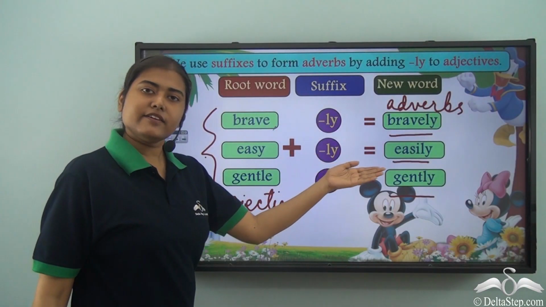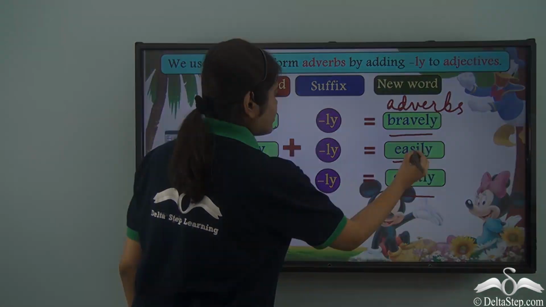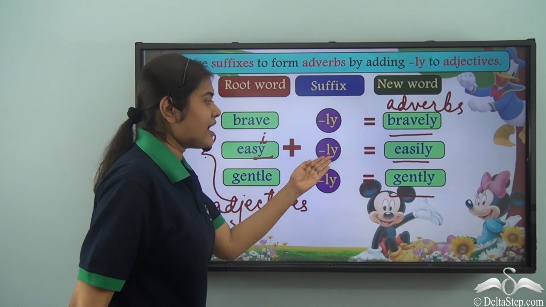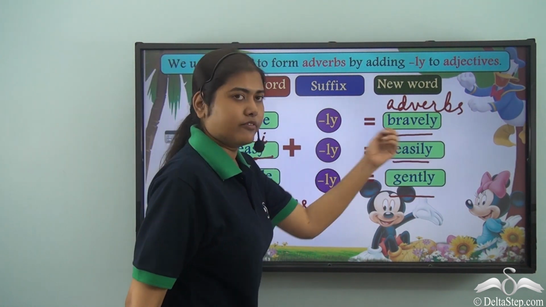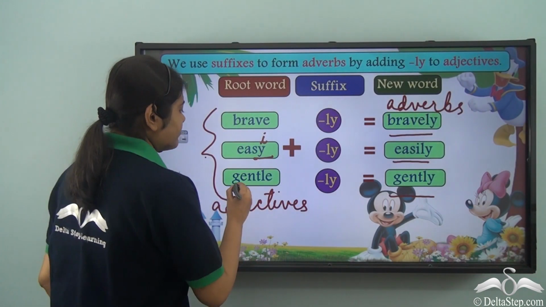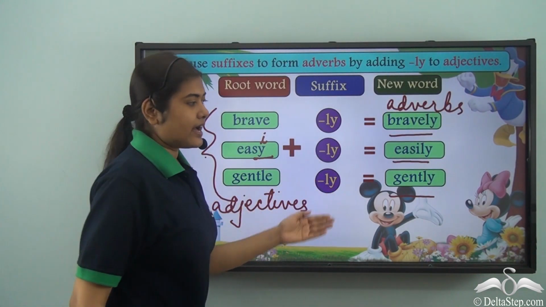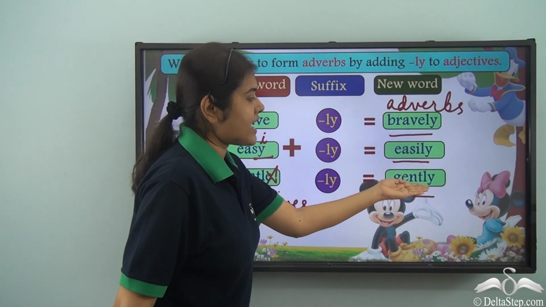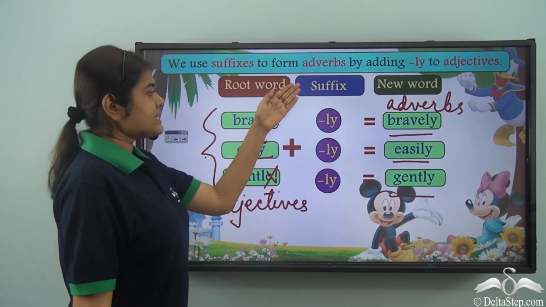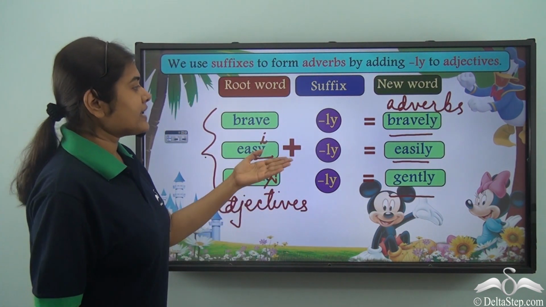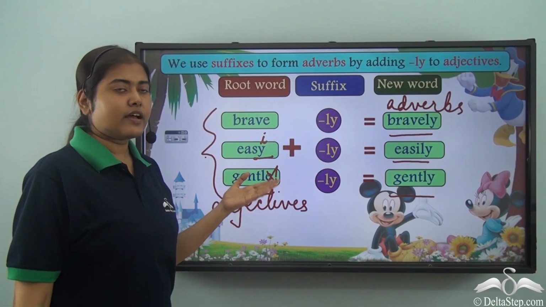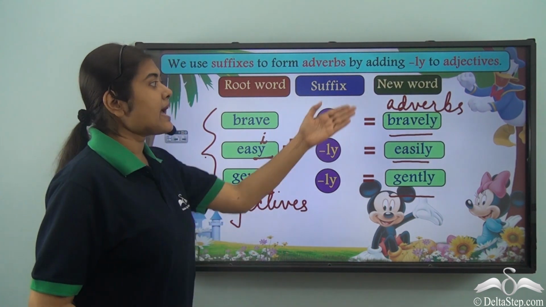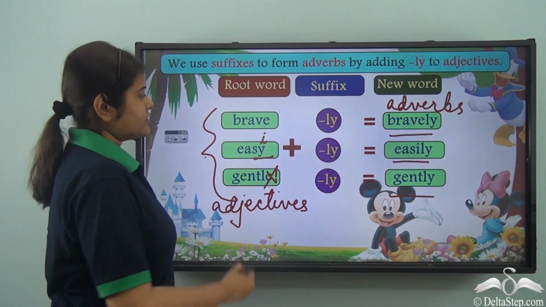So, brave plus ly gives us bravely. Easy plus ly gives us easily. Now, here note this y changes to i and then we have ly added to the word. In case of the word gentle, when we add ly, the e is removed. So, we just have gent and ly. So, these are the various ways in which we can add ly to an adjective and create an adverb. So, this is a very common way of getting adverbs from adjectives.